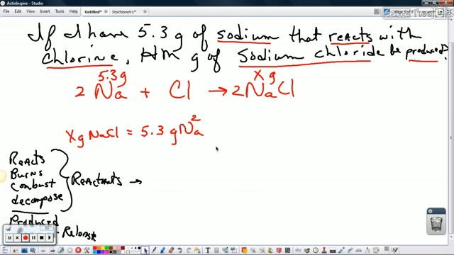Okay, so that worked out all right. Now I'm going to do a fancy kind of factor label. Remember, factor label is when we draw a long plus and we do some math. This fancy kind of factor label is called stoichiometry. It is a 3-step process most of the time.